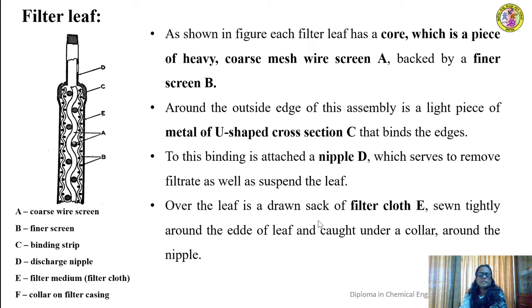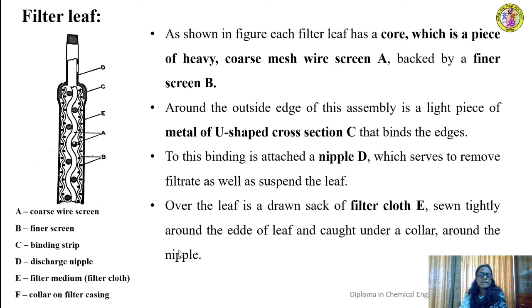Over the leaf is a drawn sack of filter cloth, E. Even though there is a fine mesh after the coarse mesh, it is not fine enough to prevent the entry of all the particles that come along with the slurry. So you require a filter cloth as an outer layer over the wire mesh screen assembly we have just discussed. Part E in the figure represents the filter cloth that envelops the whole wire mesh screen assembly.